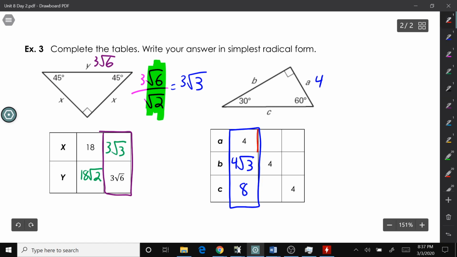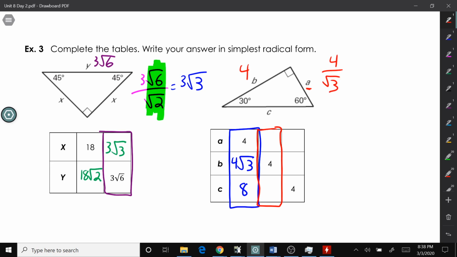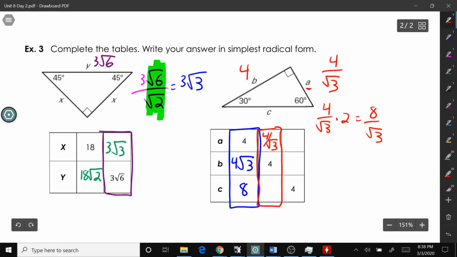Now the next column says, well, what if B was 4? What if the longest leg was 4? Okay, so now we got to go backwards to find out what A would be. So we'd have to do 4 divided by the square root of 3. And remember, I told you that for today we're going to leave that just like that. So 4 divided by the square root of 3. Okay, so now that we know what the short leg is, we need to multiply that by 2 to find the hypotenuse. So we're going to do 4 over the square root of 3 times 2. That's 8 over the square root of 3.